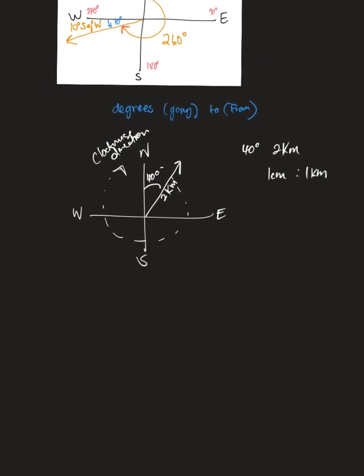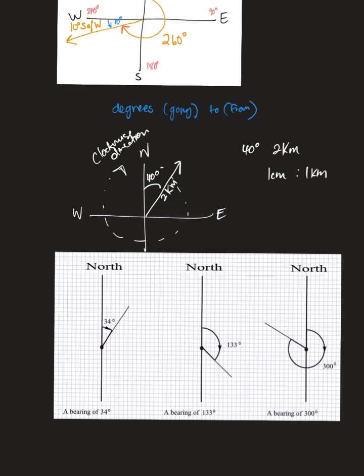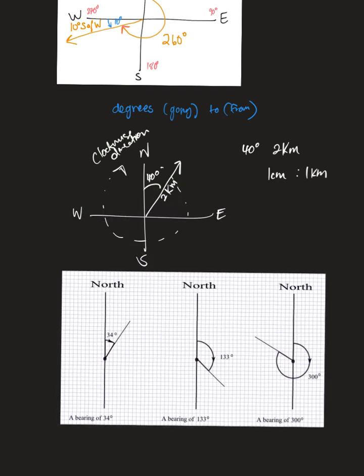What I could also look at when we talk about this sort of thing is I can look at different types of bearing. So let's have a look here. Can you see each of these bearings? They start at the point north. The other cardinal points are here.